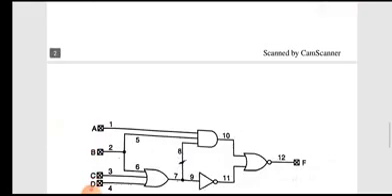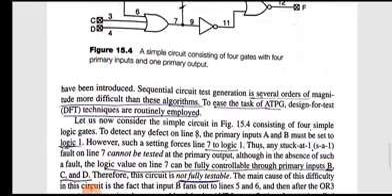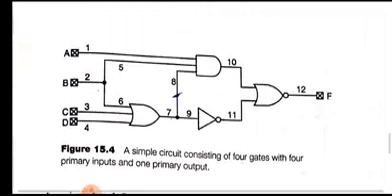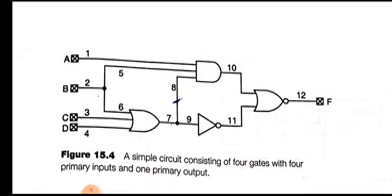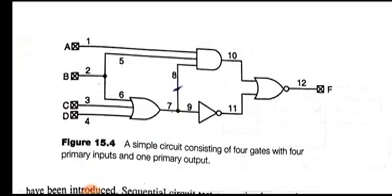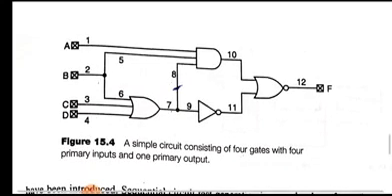Okay, so with the help of this example we can understand what exactly the meaning of controllability and observability is, because in this we are having an important term, that is fan-out, and reconvergent fan-out testing also we are using in this.